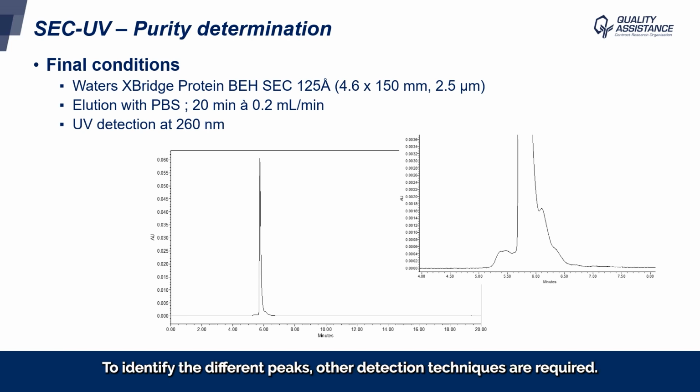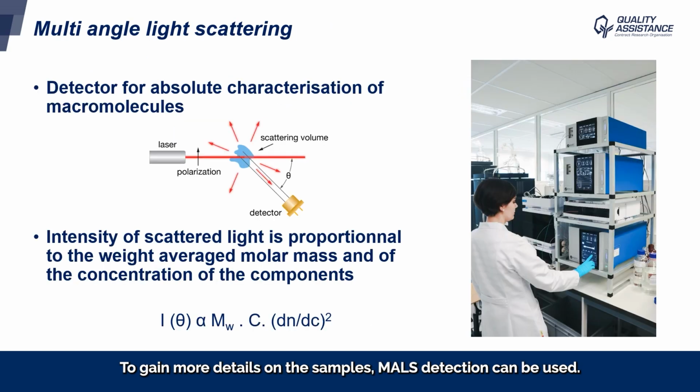To identify the different peaks, other detection techniques are required. To gain more details on the samples, MALS detection can be used. MALS stands for multi-angle light scattering, and this detection leads to the measure of the absolute molar mass of the compounds, independently of the elution time. With MALS, the intensity of light scattered by the molecules is measured.